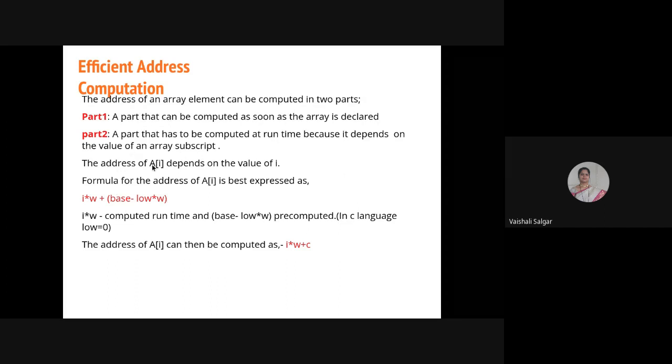So the address of A of I depends on the value of I. So just now as I explained, which ith element you are going to calculate, based on that ith element, the relative address will be calculated and that value will be accessed. So that will be done at runtime. So pre-computation and runtime both will be done. So how will the formula work for calculation of the array address?